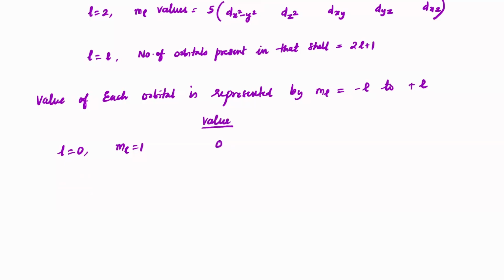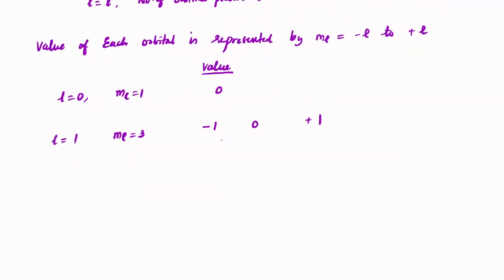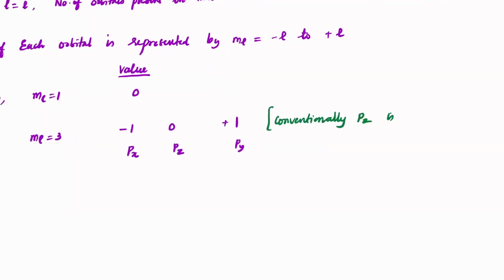While L is equal to 1, ml number of values are 3. And what are those exact values? Then that is minus 1, 0, and plus 1. So usually this is Px, Py, and Pz. Conventionally, Pz is always assigned towards 0.